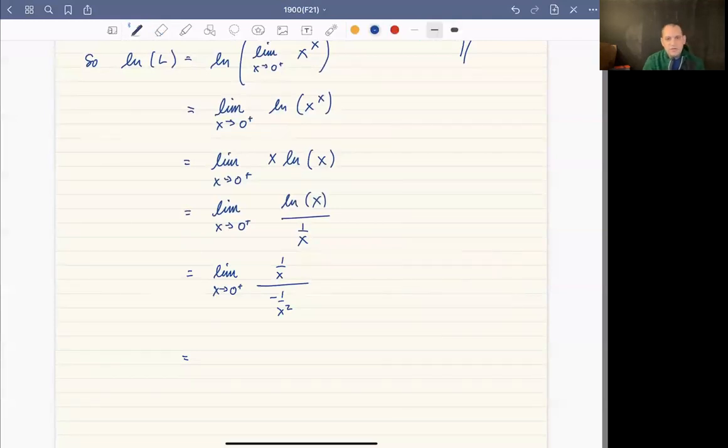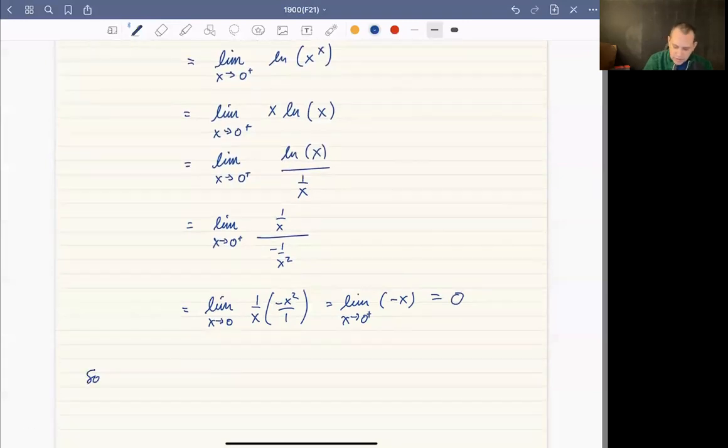What we can do, though, is algebraically simplify. Instead of dividing by -1/x², I'm going to multiply by the reciprocal, just a little algebra simplification. So we get 1/x times -x² over 1. Of course, that simplifies to -x, which as x approaches 0 is 0. It's not that our limit L is 0. That was the natural log of L. So the natural log of L was 0.